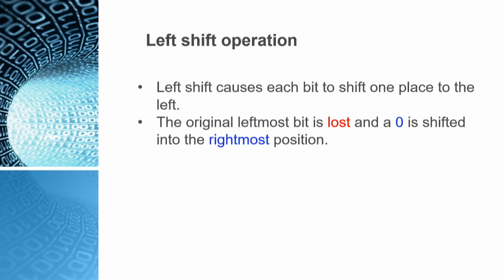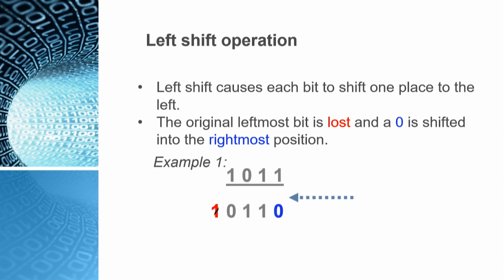When performing a logical binary shift to the left, the bits shifted from the left end of the register are lost, and zeros are shifted in at the opposite end, that is, the right end. For example, 1011 becomes 0110 because the leftmost 1 is discarded and a 0 is added to the right.